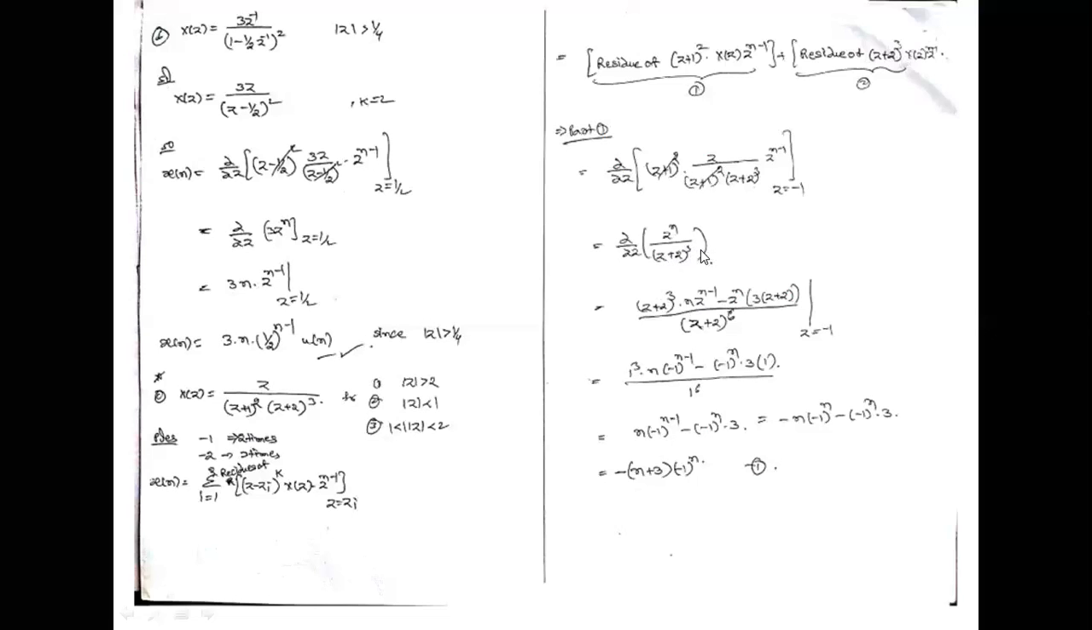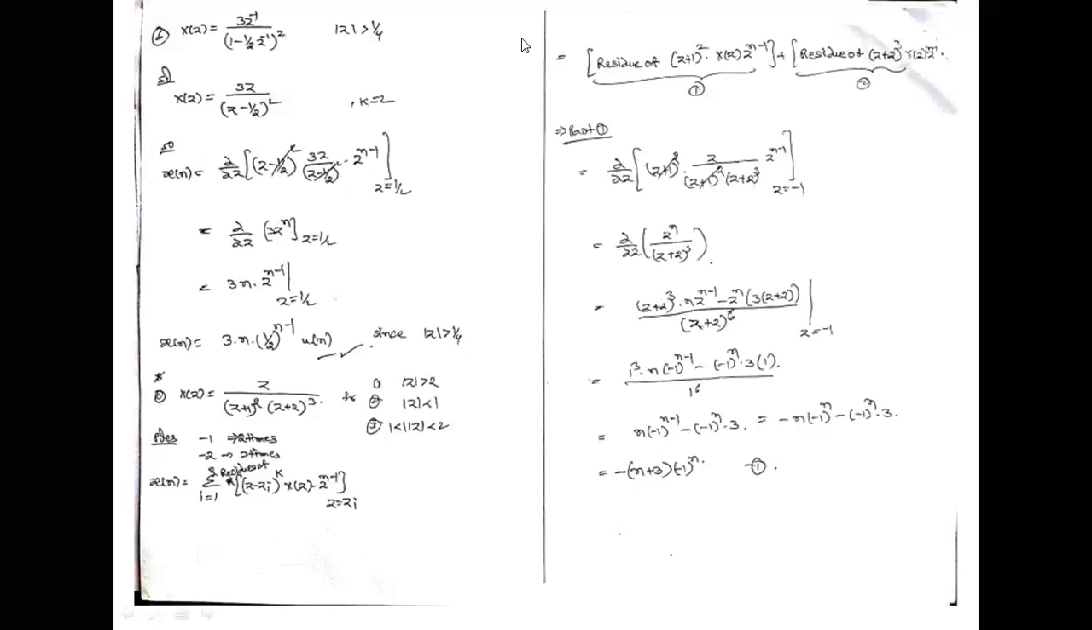Z plus 2 whole cube. What is the derivative of z plus 2 whole cube? 3 into z plus 2 whole square, actually it is. Whole square, my dear students, because for 3 into z plus 2 whole square, you write only the derivative of this, and write the denominator as a whole square. Z plus 2 whole cube and a whole square, it becomes the power of 6. Got it, my dear students?